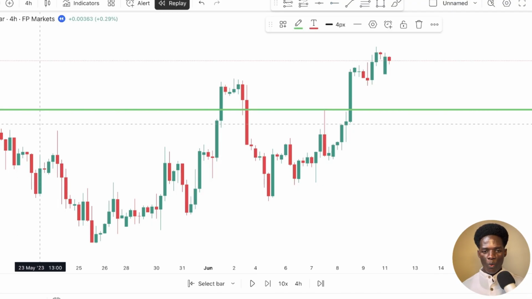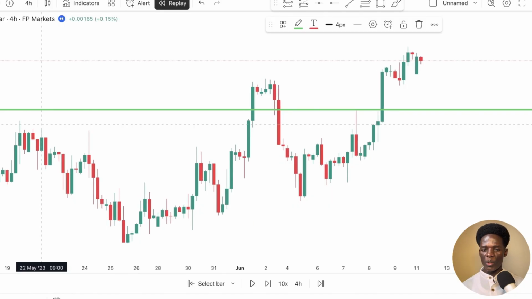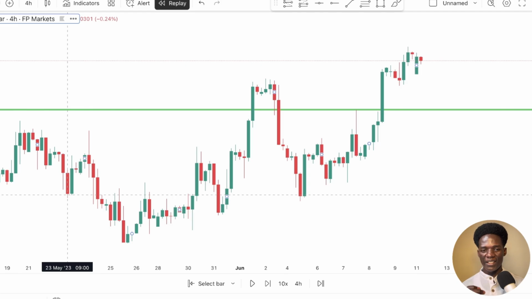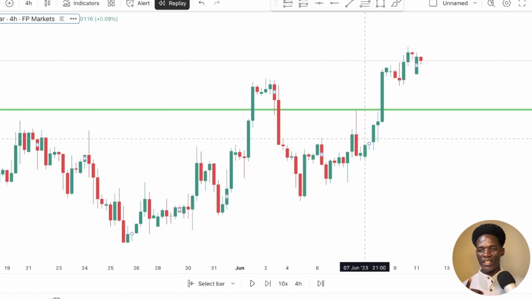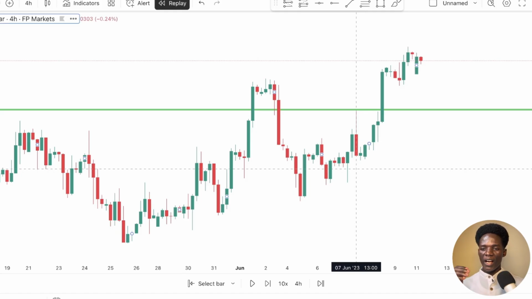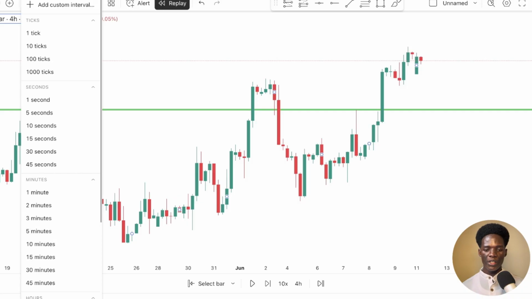So this is a strong key support level, guys. Why is this a strong key support level? Because price reacted at this price point multiple times. This is 1, 2. So we want to wait for price to make a pullback, to come back to retest our key support level, then we enter. So here we go down to the H1 time frame.